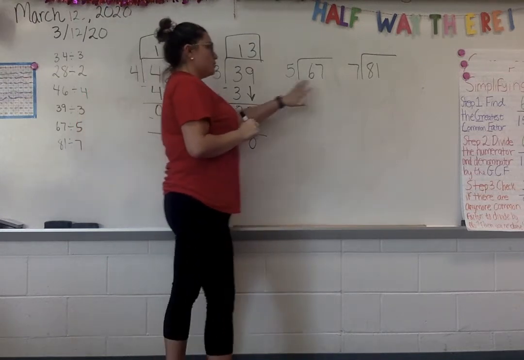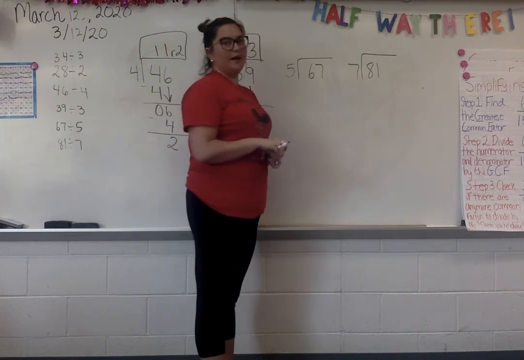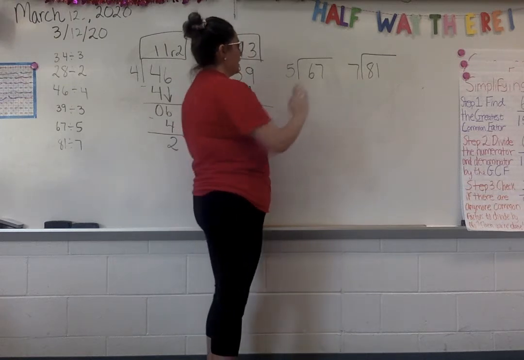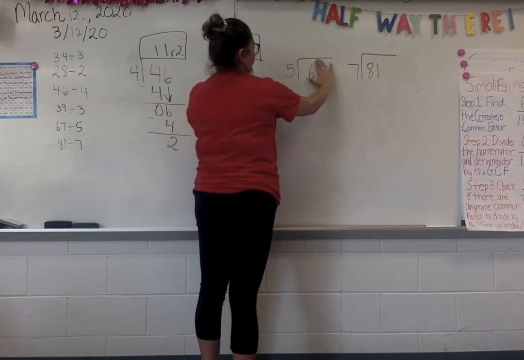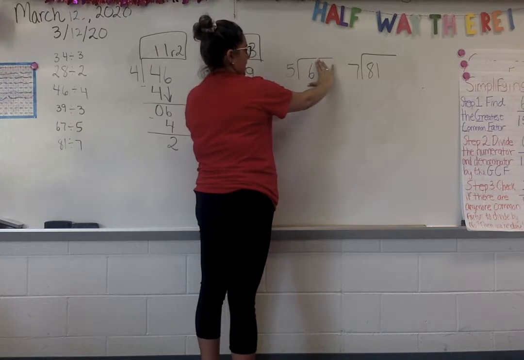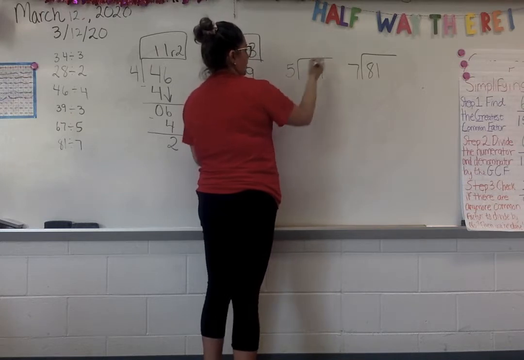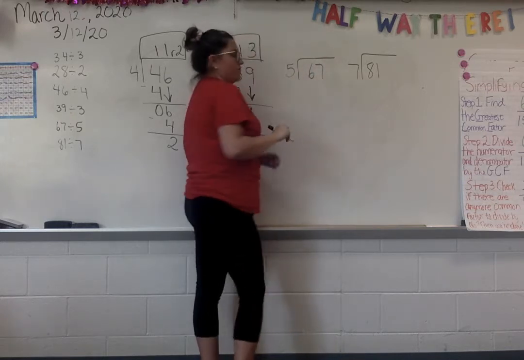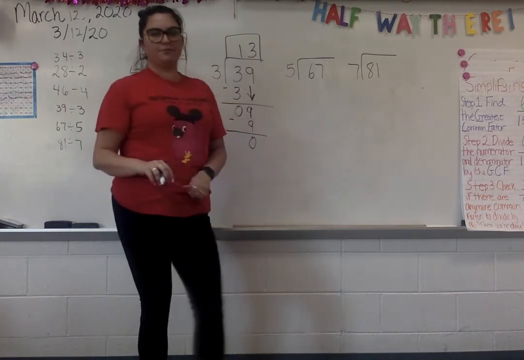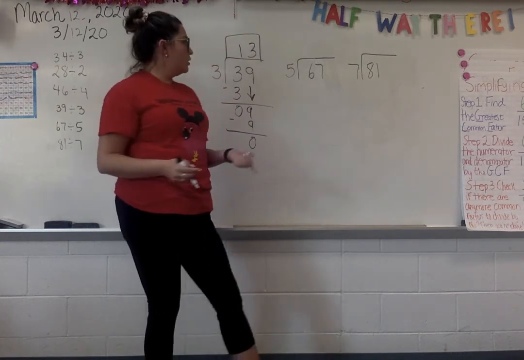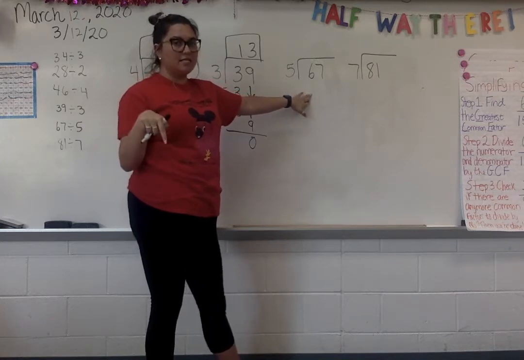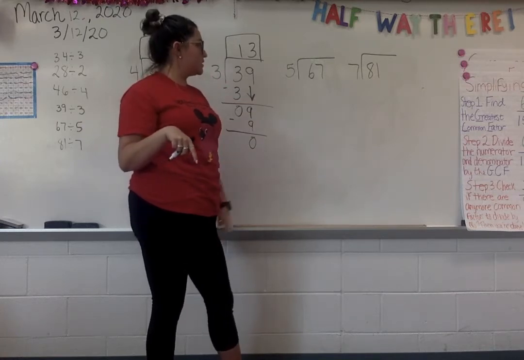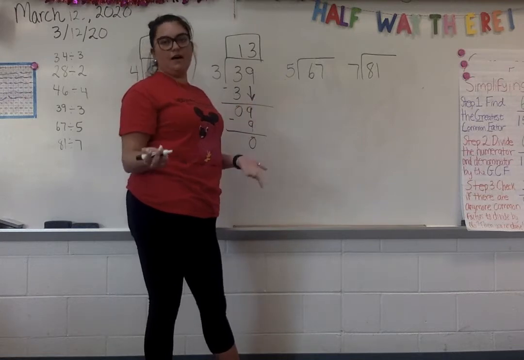All right, so let's move into this one. 67 divided by 5. So again, we're going to look here. All right, so this one is a little bit different than the other two that we just did because this number is not the same. So we need to decide, is there a number that we can multiply times 5 to give us 6? No, right? So we have to get close and less. So the closest and less number that we can get to 6 with a 5 is going to be 5, right?